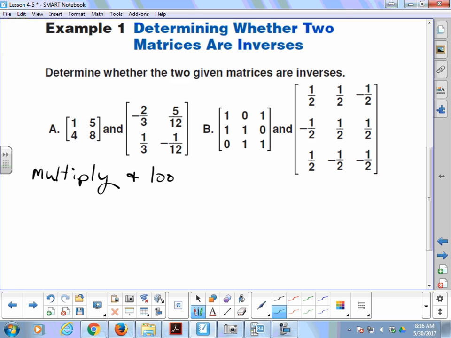So determining whether two given matrices are inverses, we're going to multiply them together and look for the identity matrix. If we get the identity matrix, then they're inverses of each other. If we don't, then they are not. And we'll talk more about inverses in a moment.